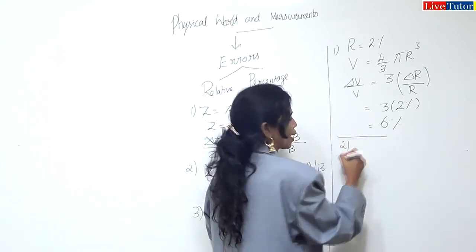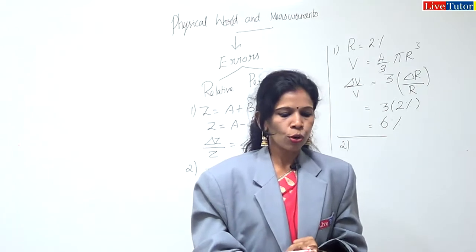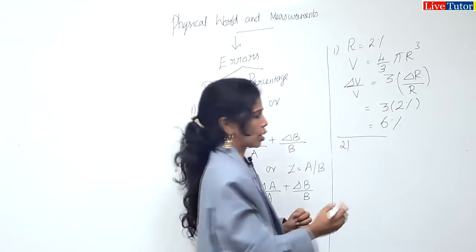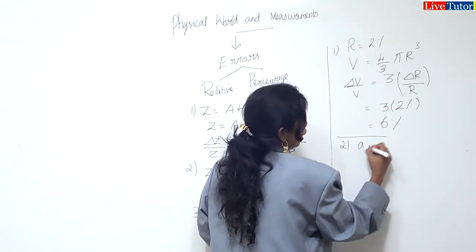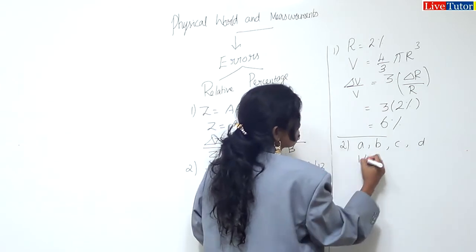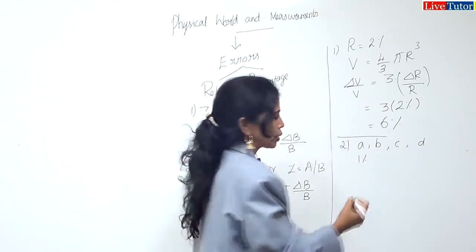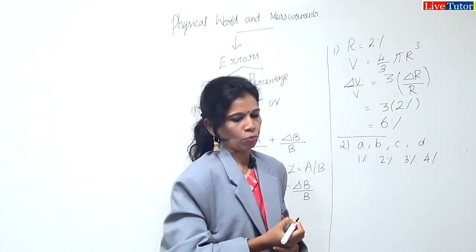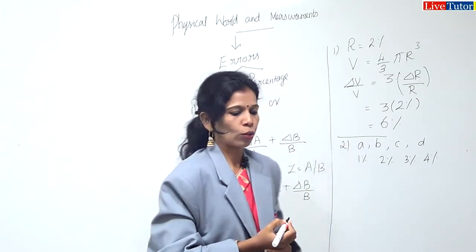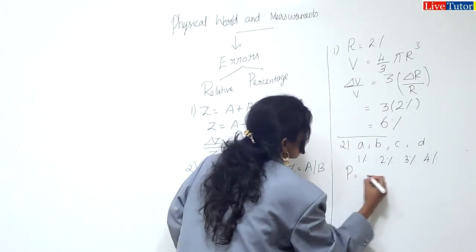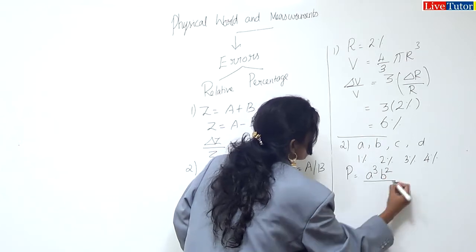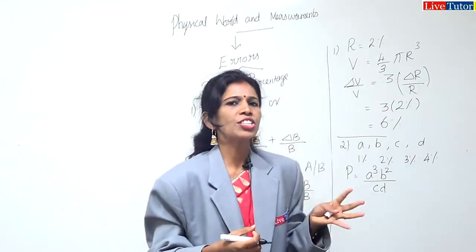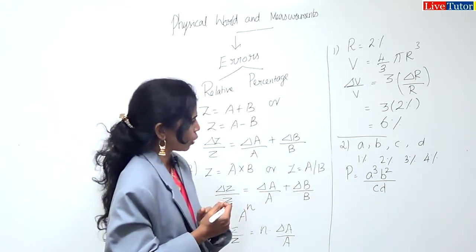Okay, let us do the second one. In an experiment, 4 quantities A, B, C, D are measured with percentage errors of 1%, 2%, 3% and 4%. This is the given data, and quantity P is calculated as P is equal to A cube B square by C D. Now, the question is, how do you calculate the percentage error in P? How can we calculate this?